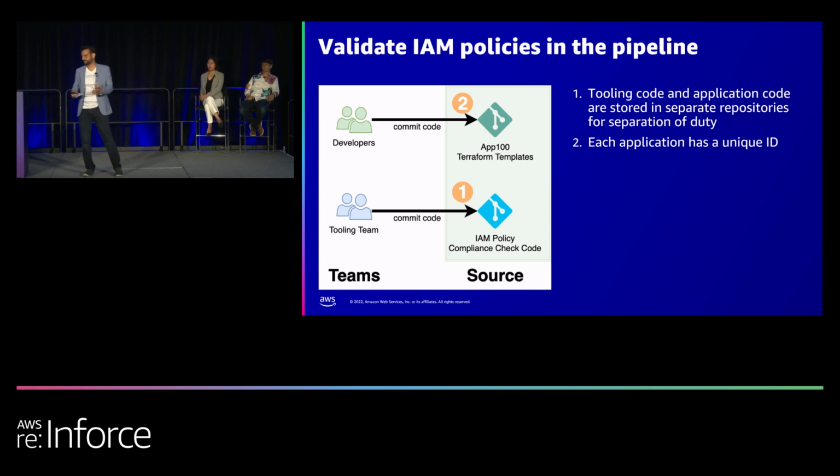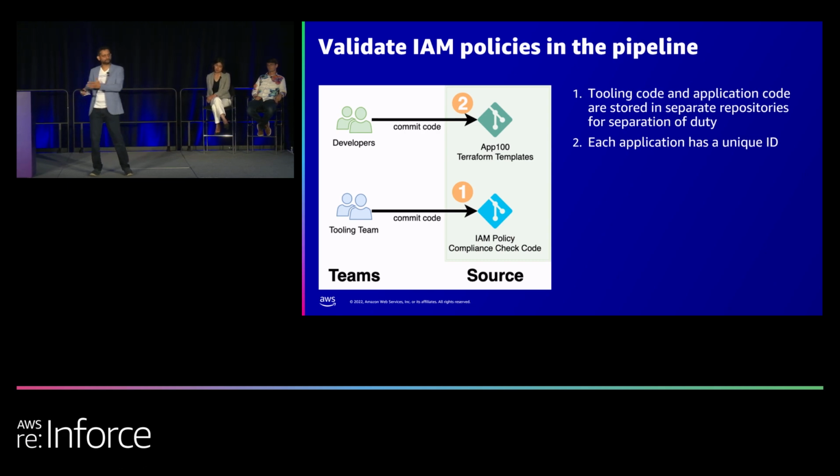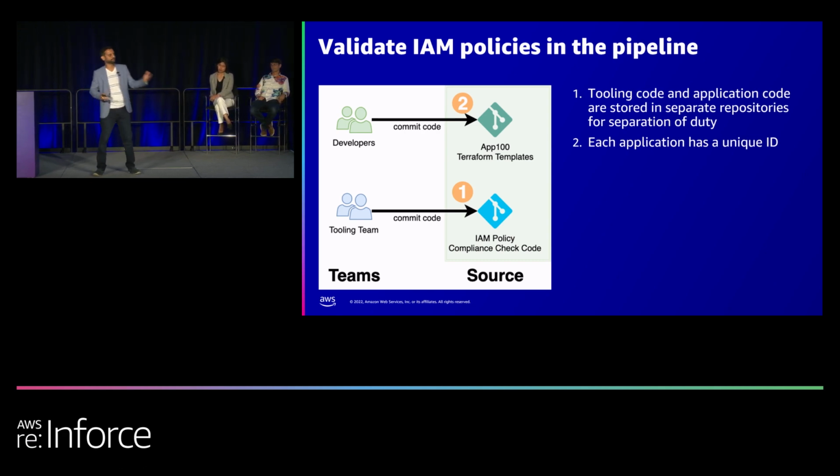Most of the companies assign a unique code to an application. The reason why we give a unique code to an application is because we use that in creation of resources, and it makes sure that the resource we create on AWS is always unique to that application, right? So in our case, for the rest of the session, we are going to build an app called App100, as you can see on the screen.